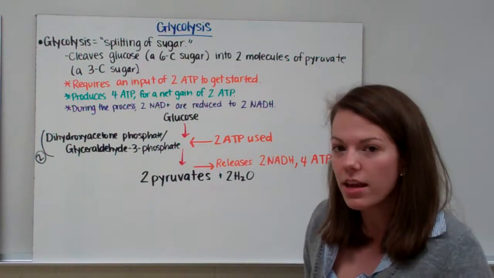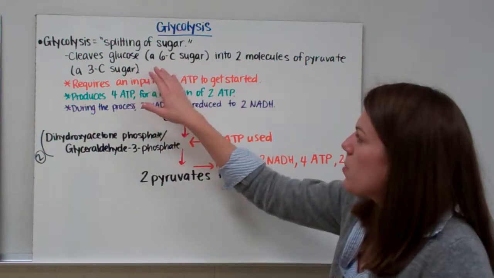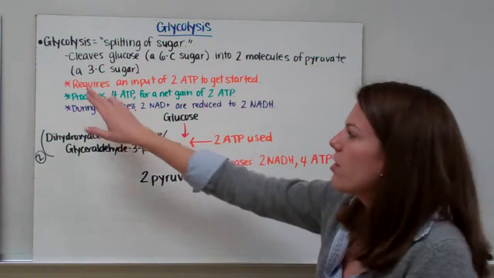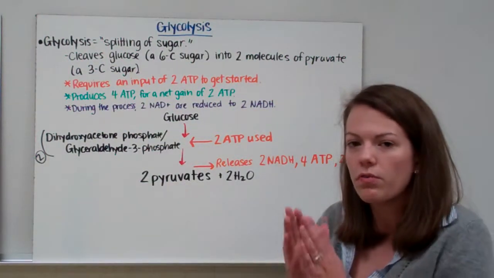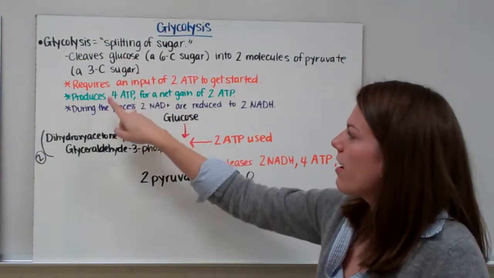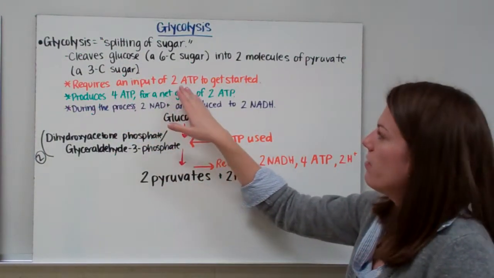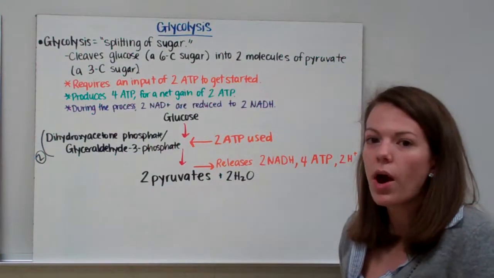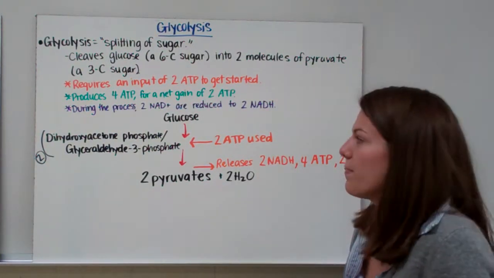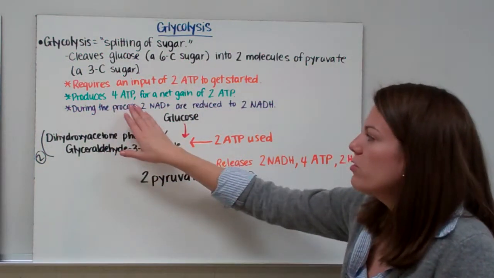Remember C6H12O6, so it has 6 carbons, and we're cleaving it into 2 molecules of pyruvate. And pyruvate is a 3-carbon sugar. So that makes sense. We're going from a 6-carbon sugar to 2 3-carbon sugars. So glycolysis requires an input of 2 ATP to get started. So it requires an energy investment of 2 ATP in order to get started. As a result, it produces 4 ATP.